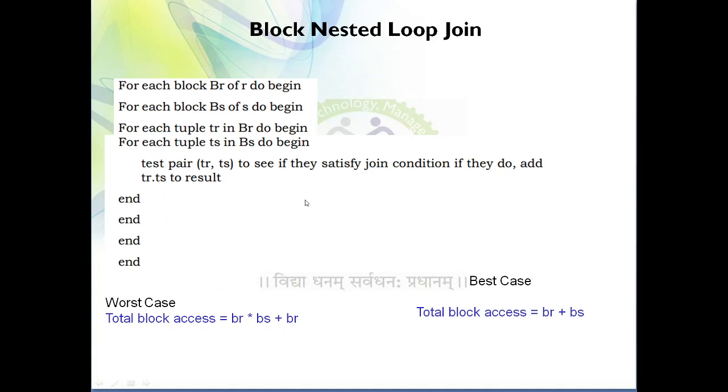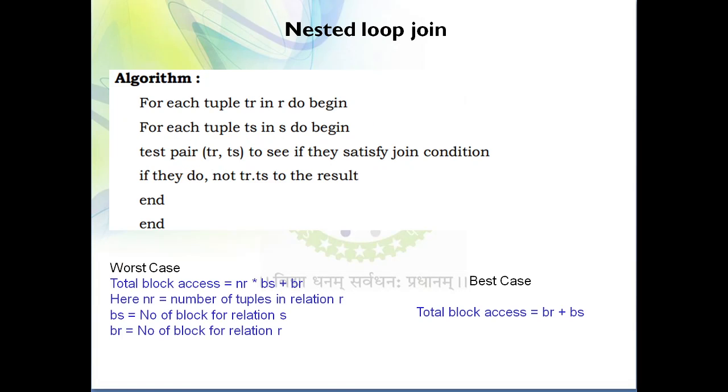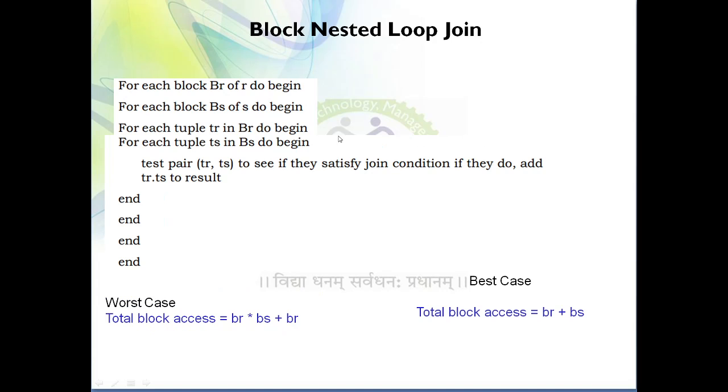Similarly, next is the block nested loop join. In the previous case we have just seen nested loop join. In this case we are also going to consider blocks. In the nested loop join we just considered the number of rows in relations R and S, but in block nested loop join, as its name suggests, here we are considering every block. So here for each block BR of relation R do begin, for each block BS of S do begin. This is the outer relation, this is the inner relation. So every block of the outer relation is combined with every block of the inner relation.